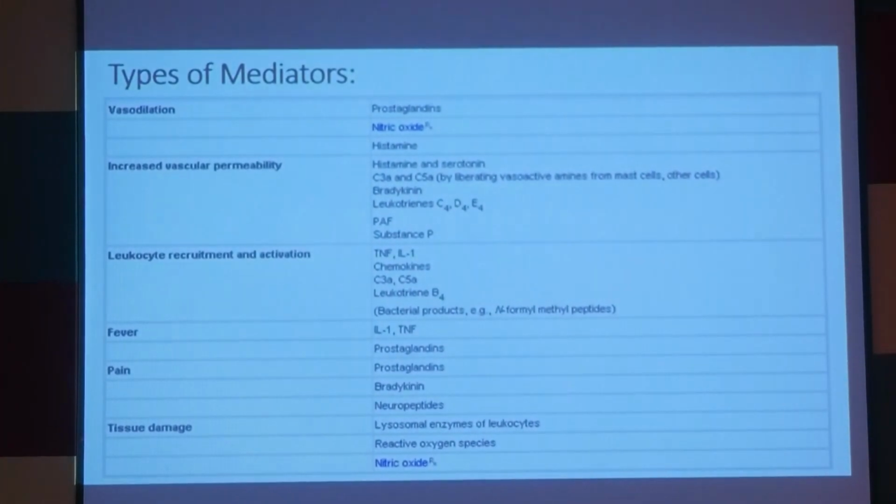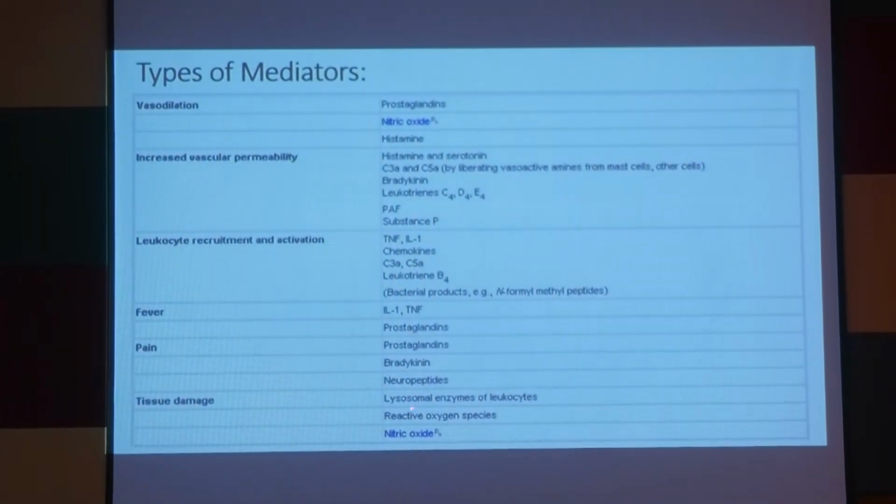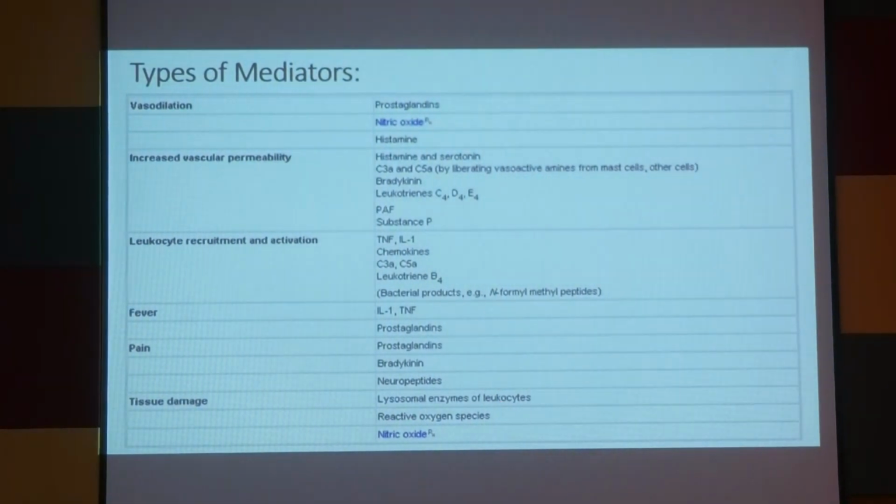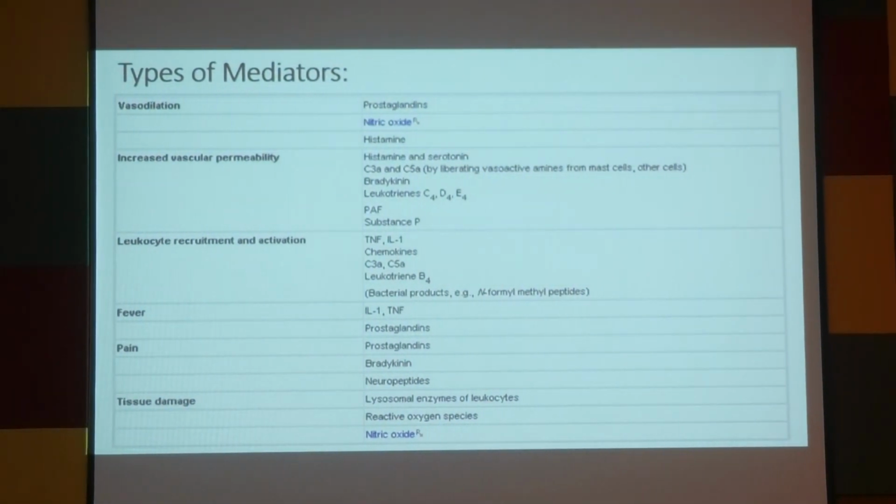Okay, and tissue damage, the last function of the mediators. These are the functions of lysosomal enzymes of leukocytes, reactive oxygen species and nitric oxide. So tissue damage is mainly attributed to the action of reactive oxygen species.